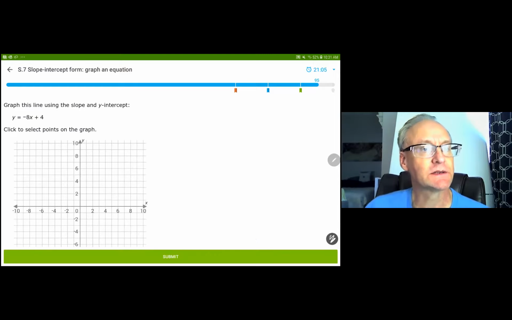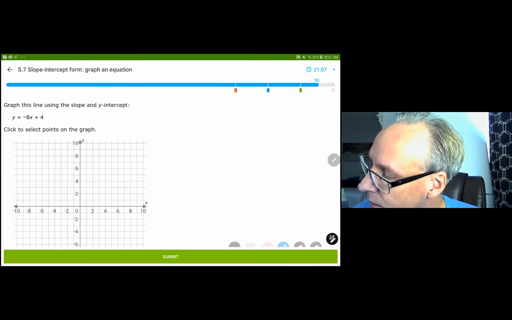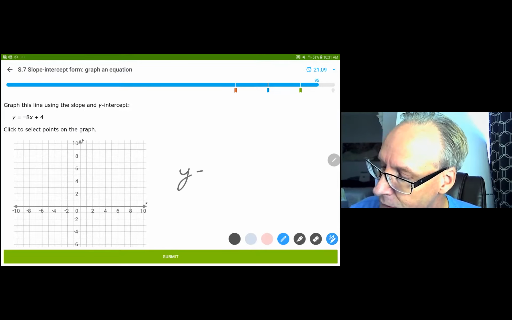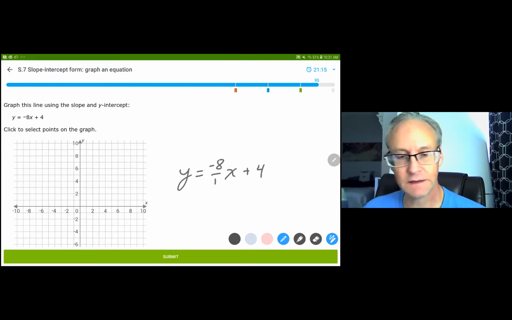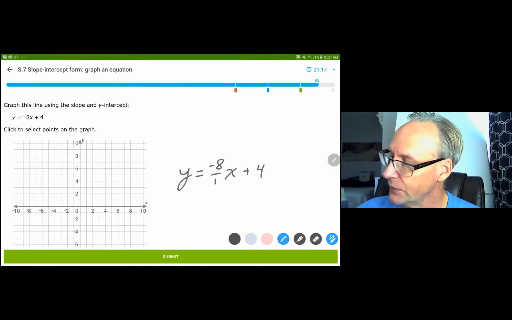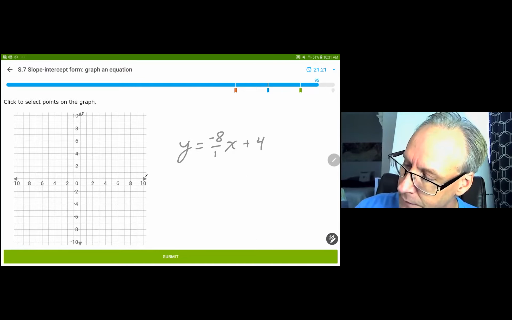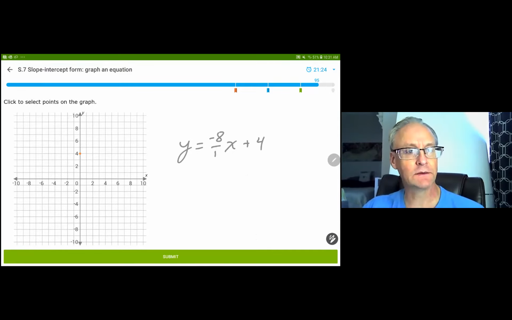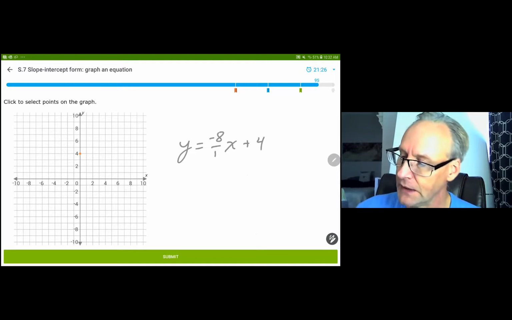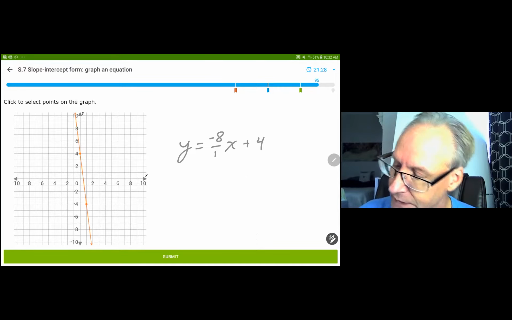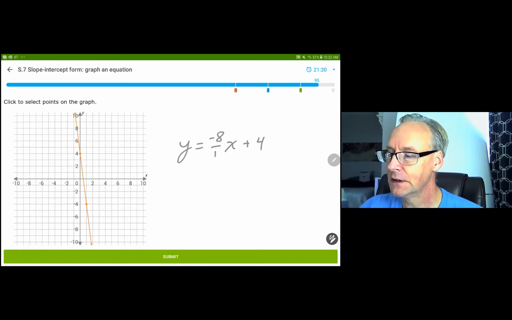Let's see what the next one says. y equals negative 8, if you like, over 1, same thing, plus 4. It's helpful sometimes to write it as a ratio because you're going to be counting the slope. So I'm going to go to 0, 4. That's one of the points on my graph. And from there, I'm going to go down 8 and over 1. It's going to put me right there. And I'm done. Notice a negative 8 slope is very steep, but it is going downhill.